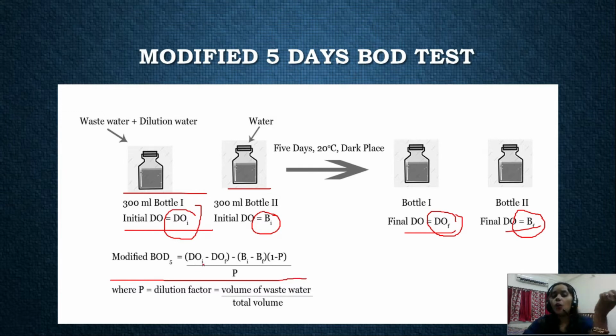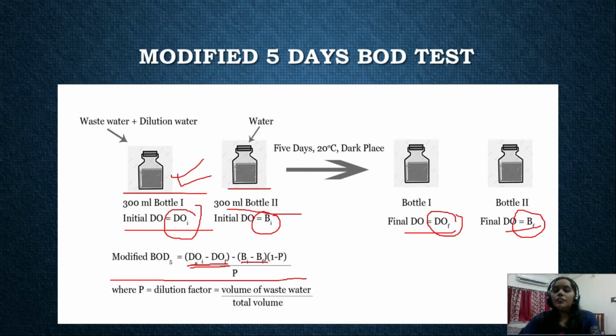That is DOI minus DOF. Look here, DOI minus DOF. What does it mean? DOI is the initial value of dissolved oxygen for bottle 1, and DOF is the final value of dissolved oxygen for bottle 1. So initial minus final, this value will give you the BOD of bottle 1. Understand? And BI minus BF, again this is for bottle 2. So this value will give you the BOD of bottle 2.